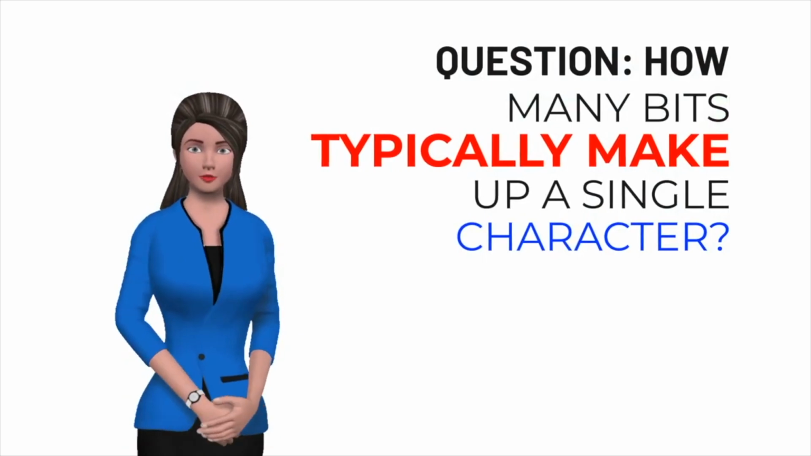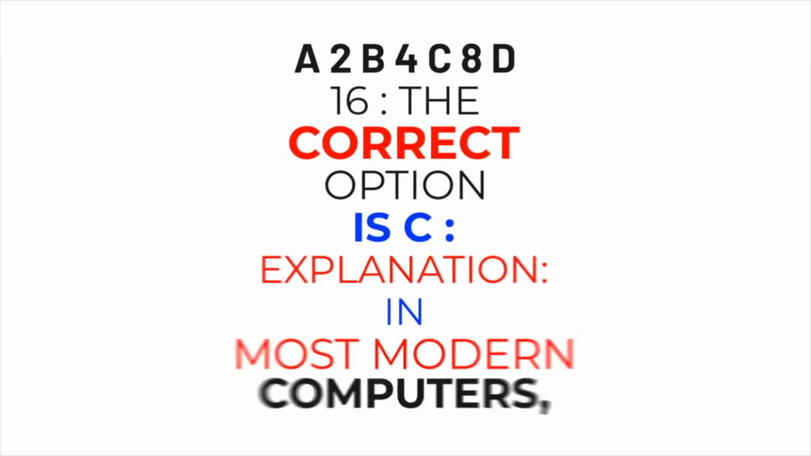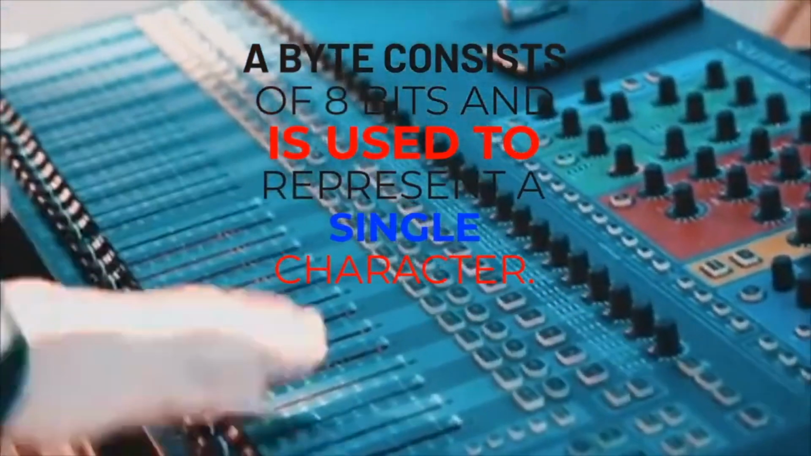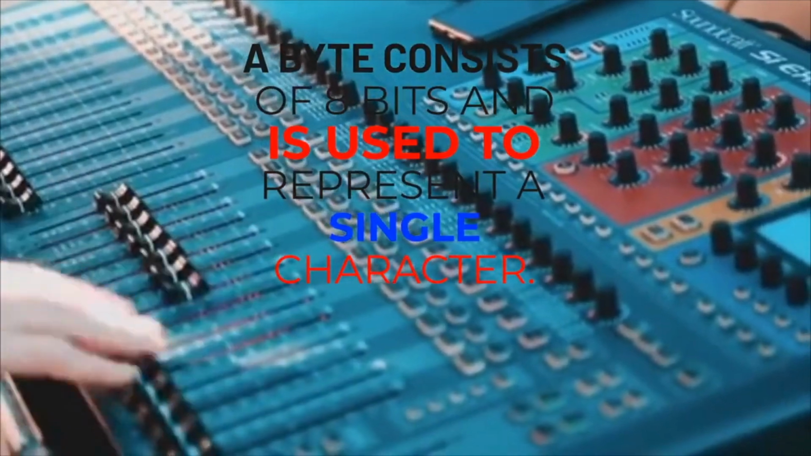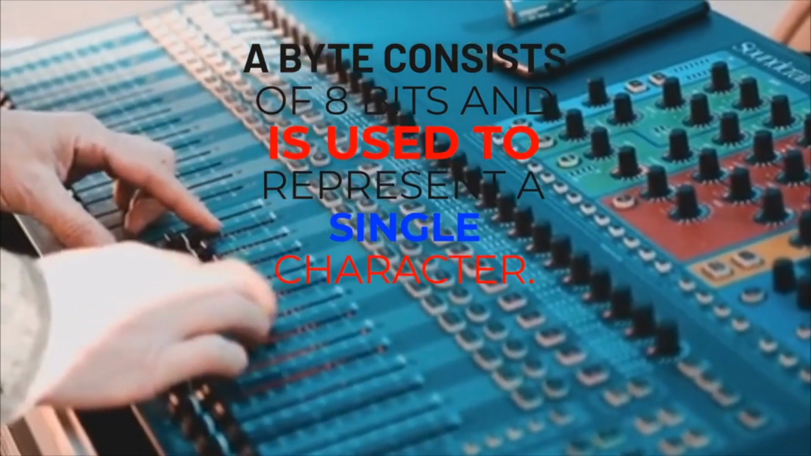How many bits typically make up a single character? A. 2, B. 4, C. 8, D. 16. The correct option is C. Explanation: In most modern computers, a byte consists of 8 bits and is used to represent a single character.